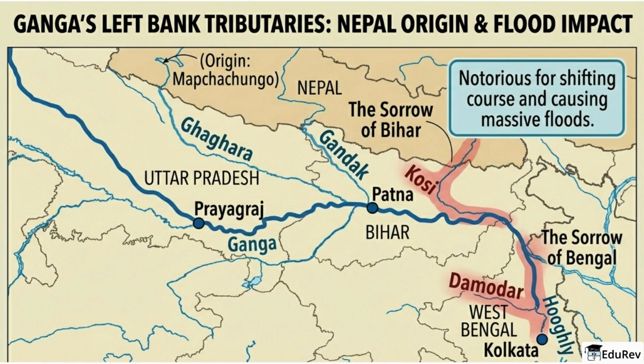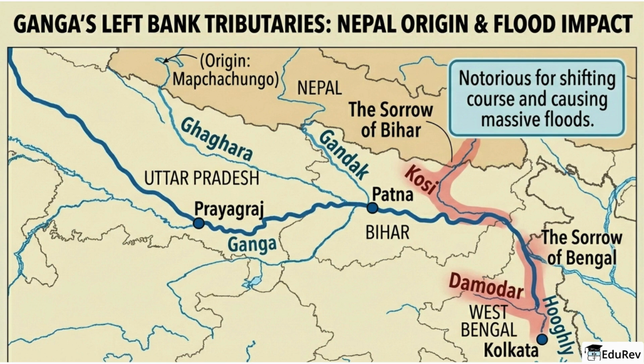Now to the left bank side of the Ganga. And this is the flood belt you must respect. The major Nepal origin tributaries shown here are Ghagra, Gandak and Kosi. One source detail marked here is Mapchachungo, associated with the origin region of the Ghagra system. Among these, the most notorious is Kosi. It is called the Sorrow of Bihar because it is famous for shifting its course and causing massive floods.